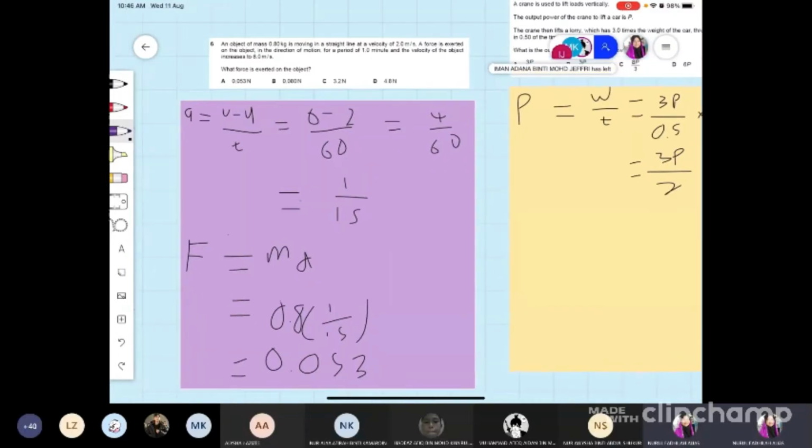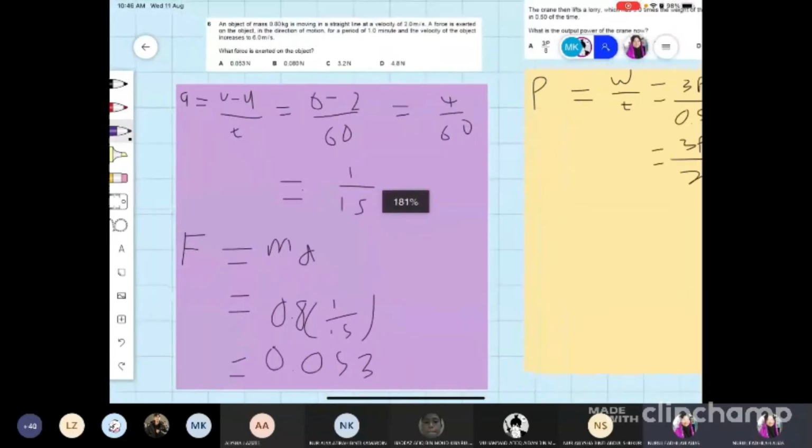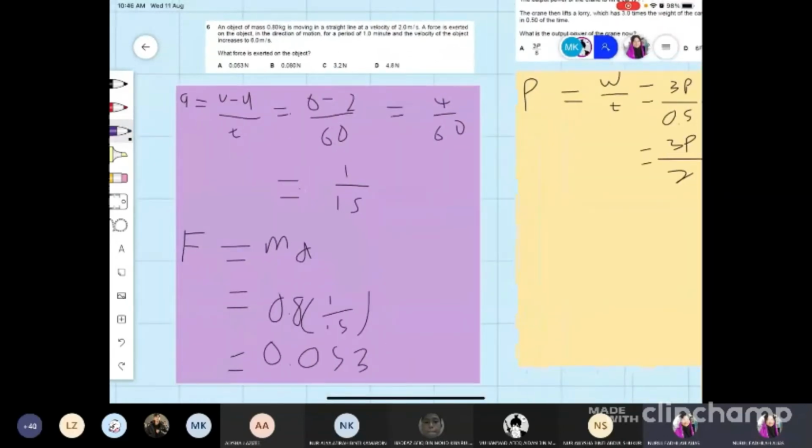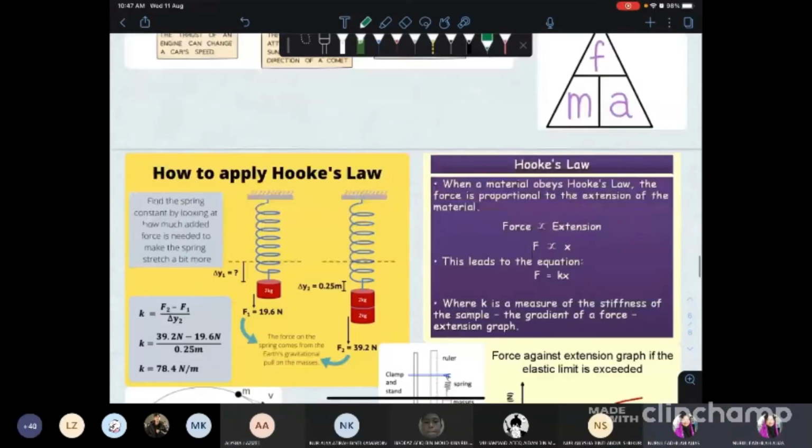Okay, number 6. An object of mass 0.8 kg is moving in a straight line at a velocity of 2 meters per second. A force is exerted on the object in the direction of motion for a period of time, and the velocity changes. What force is exerted on the object? So in what topic is this one? This is in which topic? So this is force and motion.